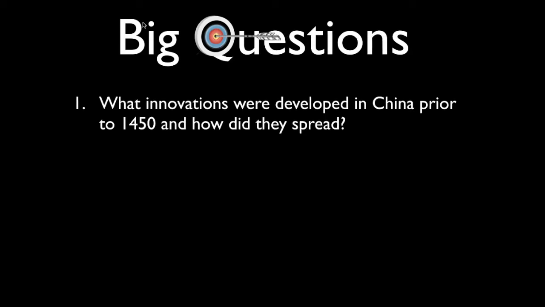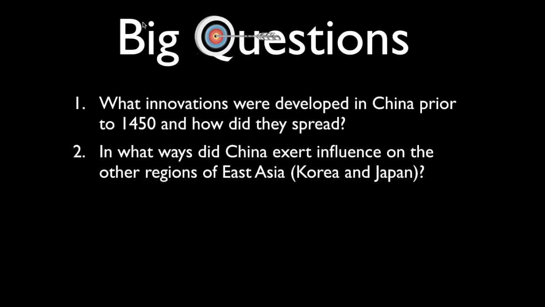Young scholars, welcome to this third and final video on East Asia prior to 1450. After watching this video, you should be able to answer these two big questions. First, what innovations were developed in China prior to 1450 and how did they spread? And second, in what ways did China exert influence on other regions of East Asia, including Korea and Japan?